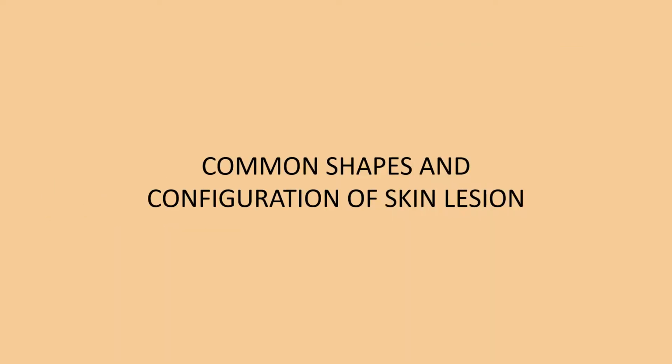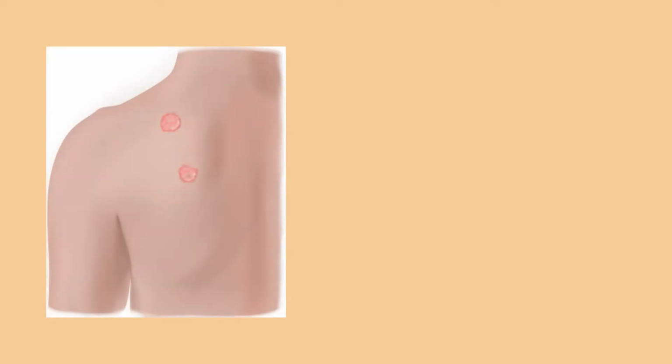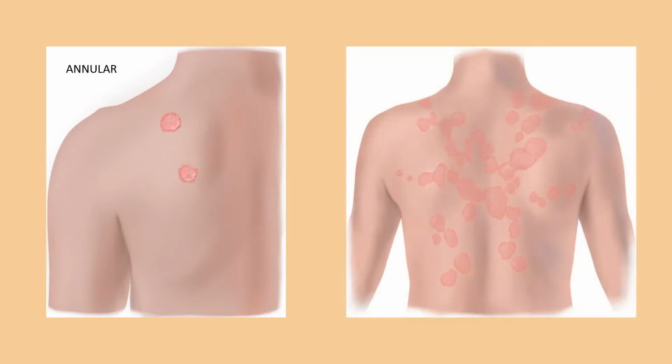Let's discuss first the common shapes and configuration of skin lesions. Describe the lesion. So this is an annular lesion or a circular lesion which begins in the center and spreads to the periphery. Examples are tinea corporis or ringworm and tinea versicolor. How about this lesion? These are confluent lesions. These are lesions that run together in cases such as urticaria or hives.